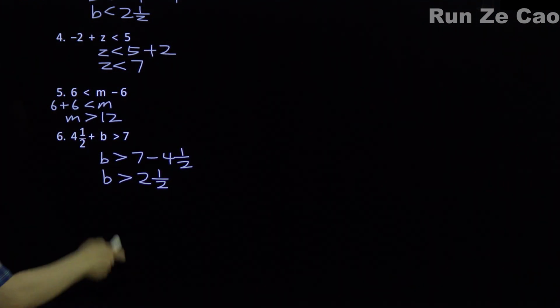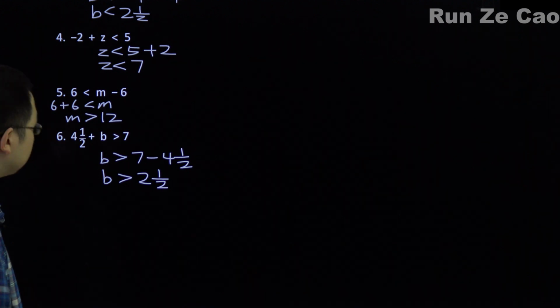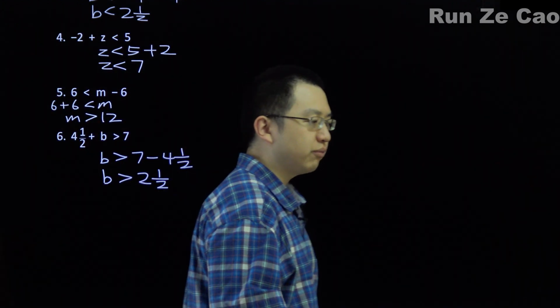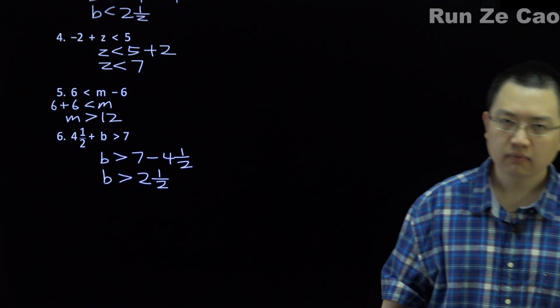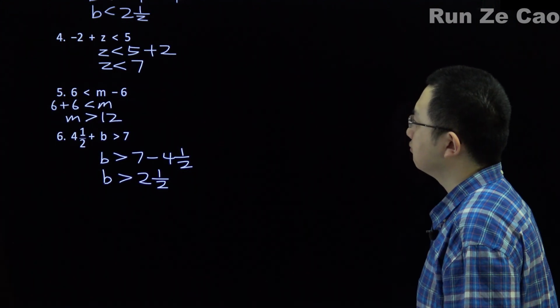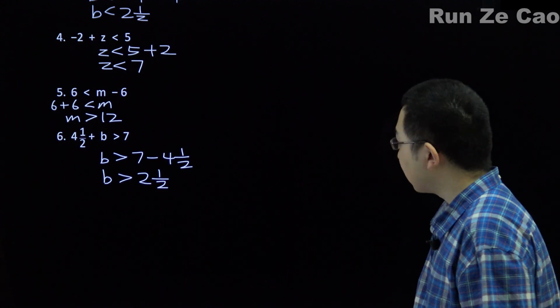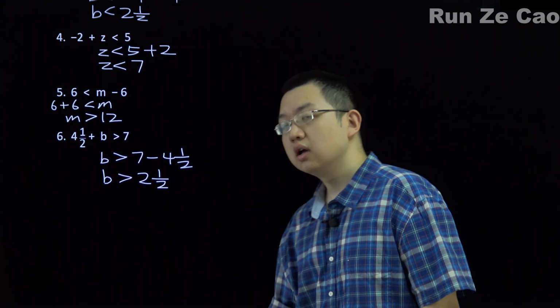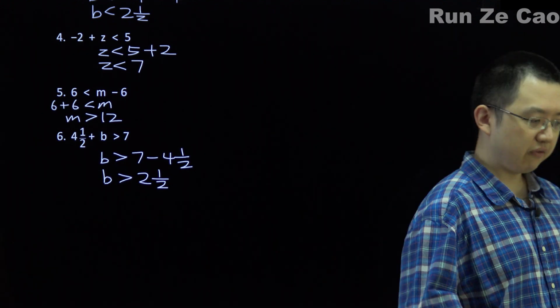Okay, then, if we check this, left side is equal to 4 1/2 plus b, which is going to be greater than 4 1/2 plus 2 1/2. Therefore, left side is greater than 7. And then, right side equals 7, so left side greater than right side. Oh, QED. What's been asked has been shown. Everything matches up.